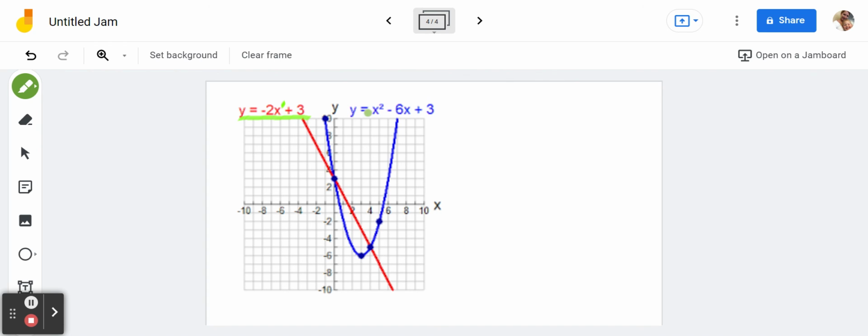So in this case, with these two equations, the solutions are this point here, which is (0, 2), and this point here, which is (5, -2). So the solutions here are this one and this one. So that's all we're looking at. We're just looking to be able to identify them on a graph for now.